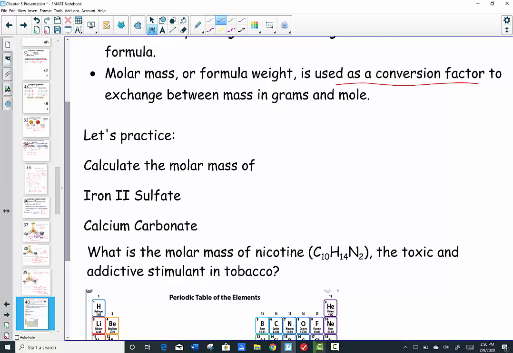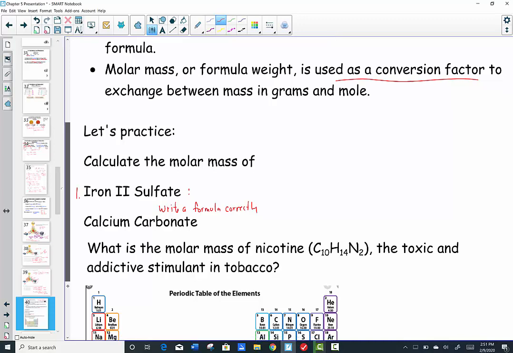Let's practice learning how to calculate molar mass. Let's do our first compound, iron 2 sulfate. We have to be able to write a formula, and this is just so critical that if I can't write a formula correctly, I'll never get the correct molar mass, and therefore my math will never be correct. These are just fundamental skills that you have to keep practicing over and over, writing a formula correctly.